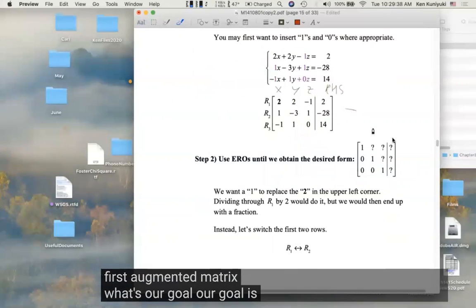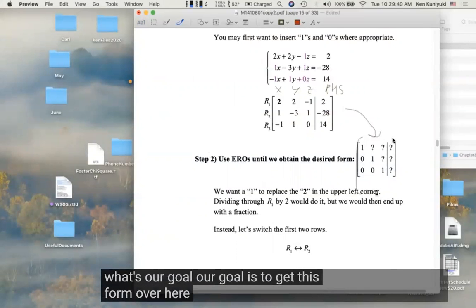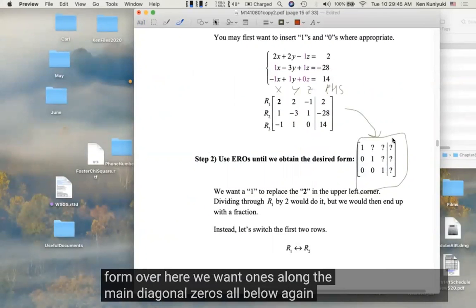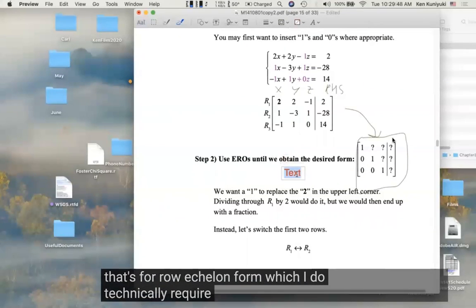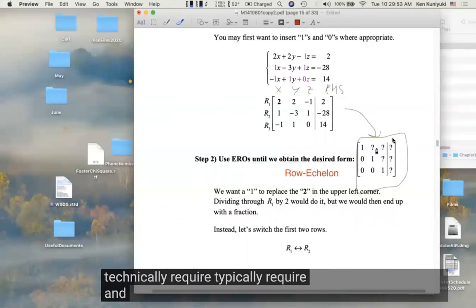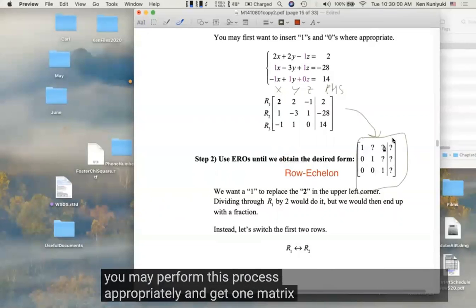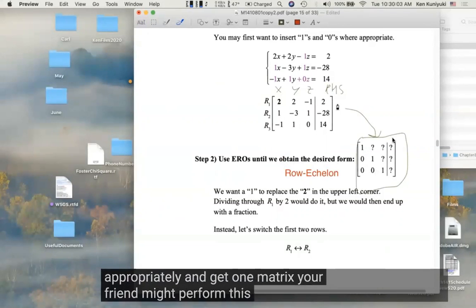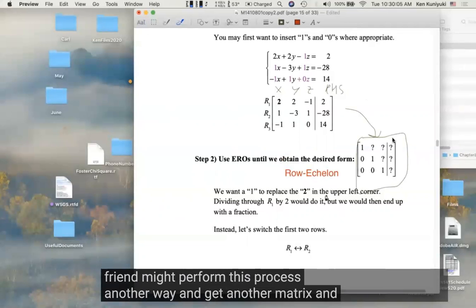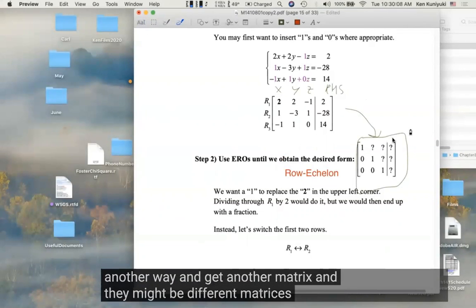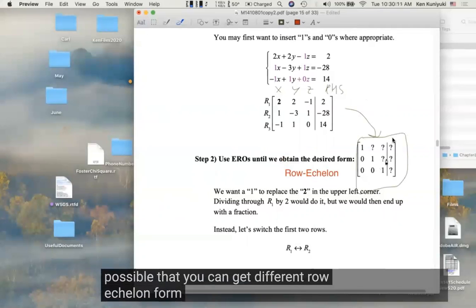What's our goal? Our goal is to get this form over here. We want 1s along the main diagonal, 0s all below. Again, that's for row echelon form, which I do typically require. And these can be wildcards. And again, you may perform this process appropriately and get 1 matrix. Your friend might perform this process another way and get another matrix. They might be different matrices. It's possible that you can get different row echelon forms that still work. They're still row equivalent.